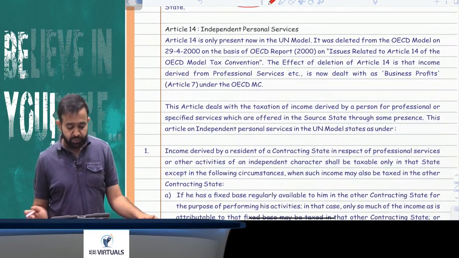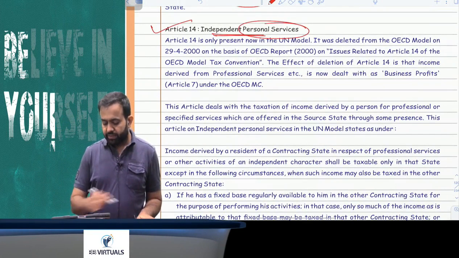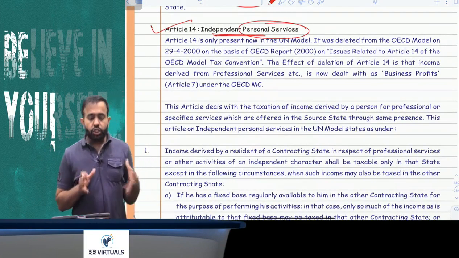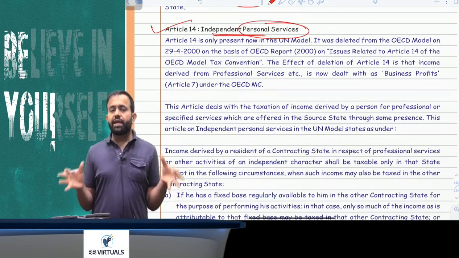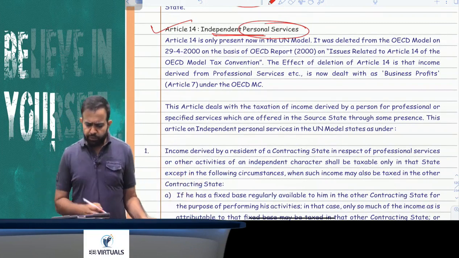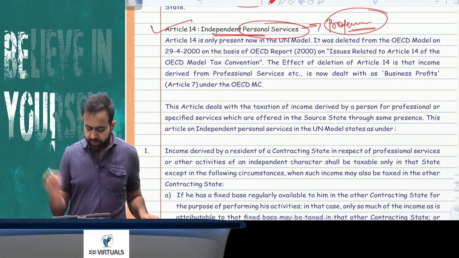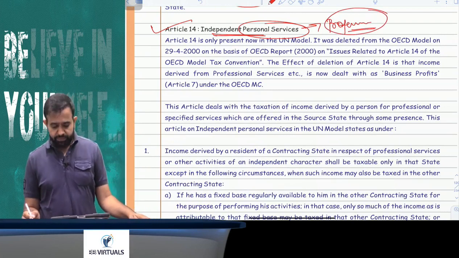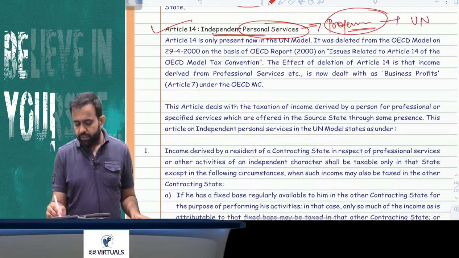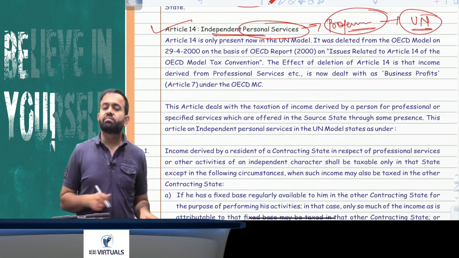Now the next part is Article 14. This Article 14 is independent personal service. Who will charge the tax on independent personal service? Meaning professional service. Just remember it as professional service. Now guys, this article, that professional service, is only in the UN model. This is in the UN model. This is not in the OECD model.